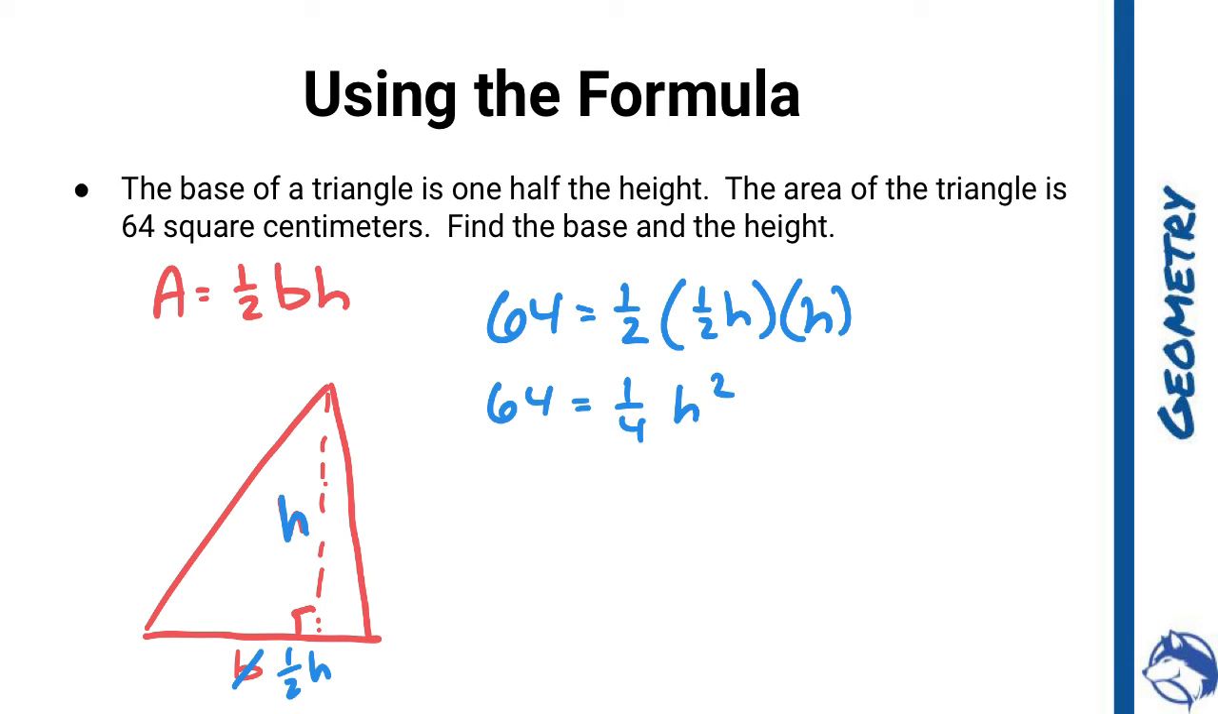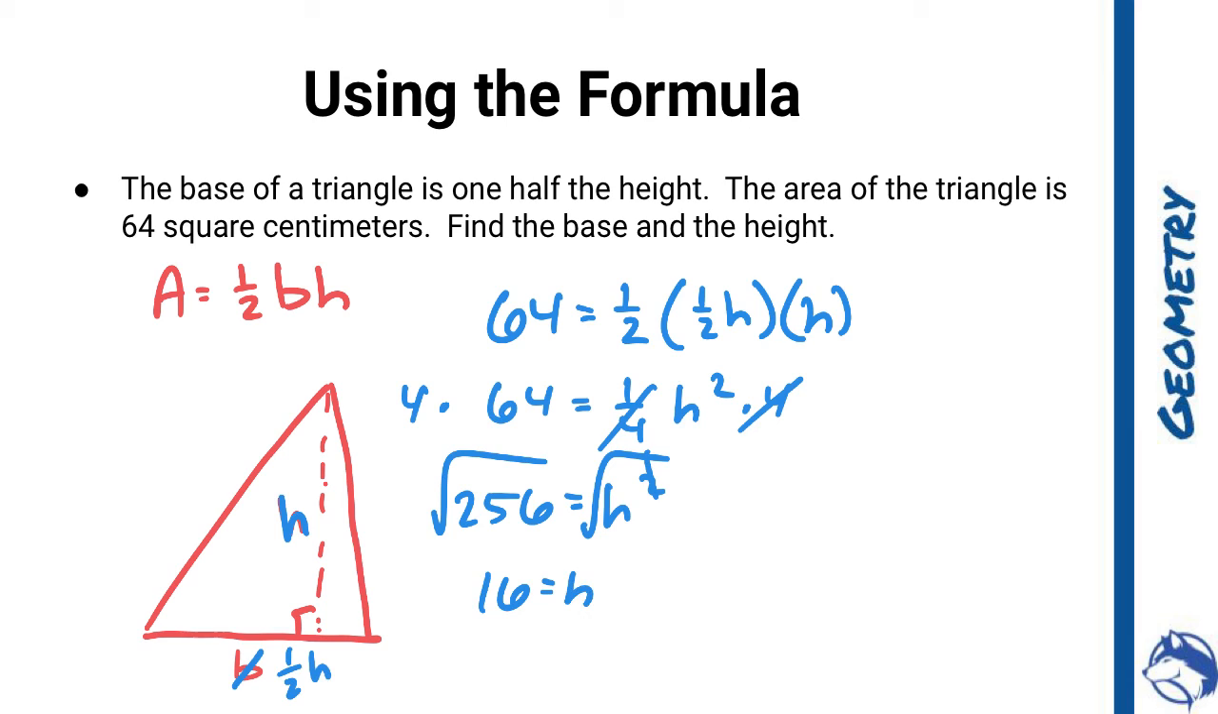So that means I'm going to multiply this by 4 and this side by 4. So that's going to cancel out the 1/4. And 64 times 4 is 256. So when I take the square root of it, I'm going to get 16.